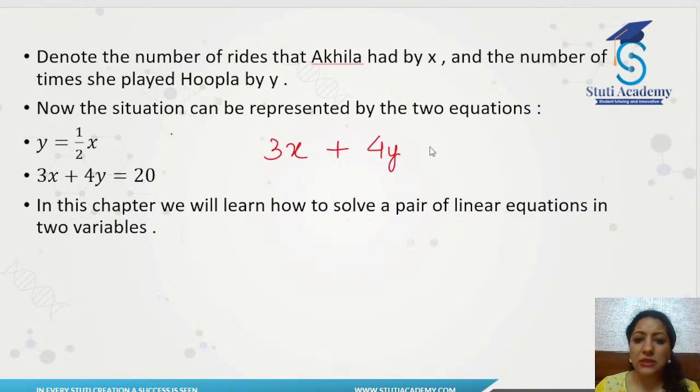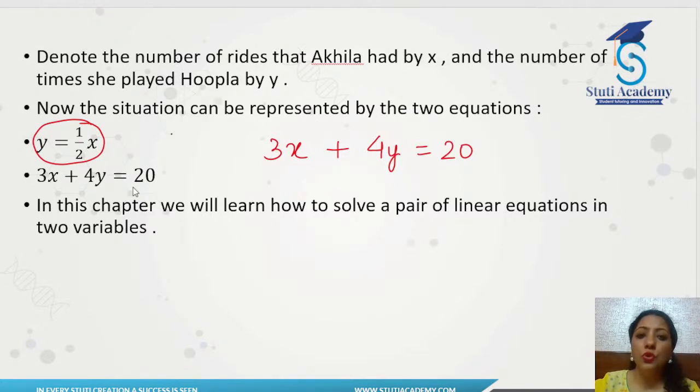We also know that in all she has 20 rupees. So I'm going to add this and I'll get 20 here. This is another relation between x and y. Now children, we know that the number of times she played hoopla is half the number of times she has enjoyed the rides. So this is one relation between x and y. And this is another relation between x and y, keeping the cost of the game and the ride in mind.